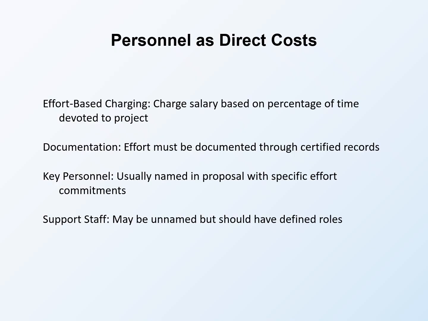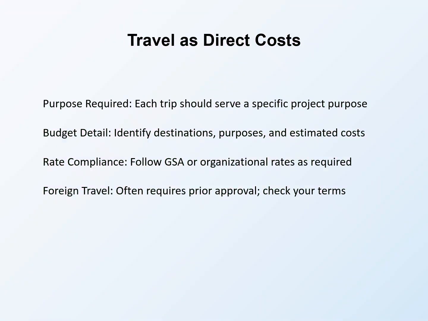Support staff may not be named individually in your proposal, but should have defined roles. Your budget might include a project coordinator at 50% effort or a research assistant at full time. The budget justification should explain what these positions will do and why their effort level is appropriate for the work described.